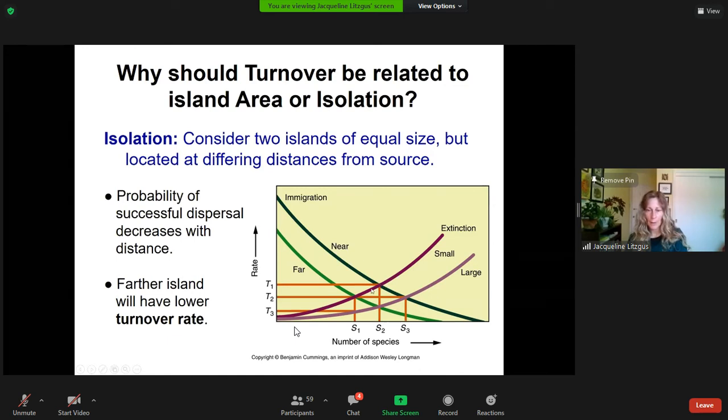If we go with the far island, okay, now we have a lower number of equilibrium species, right? And this lower turnover rate. So for the far island, we have lower species number and lower turnover, and in the near island, we have a higher species number and a higher turnover value. Okay. So the farther island will have this lower turnover rate. So again, you can interpolate that just from these graphics and look at where the S and the T values intersect the lines. So that explains what Diamond found in his study.